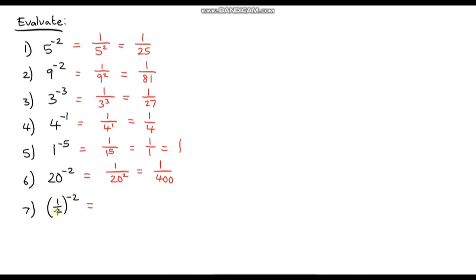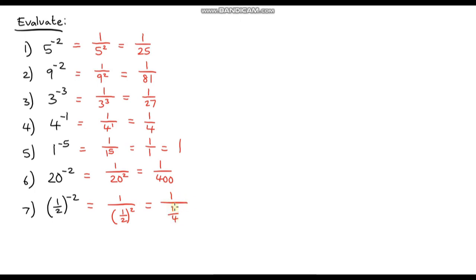And this last one, question 7, it looks a bit trickier than before, but if we just apply the same technique, so whenever we raise something to a negative power, it's always 1 over the same number raised to the positive power. So it's 1 over a half squared. Now, what is a half squared? Well, a half squared is a half times a half, and a half times a half is a quarter. So it's 1 over a quarter.